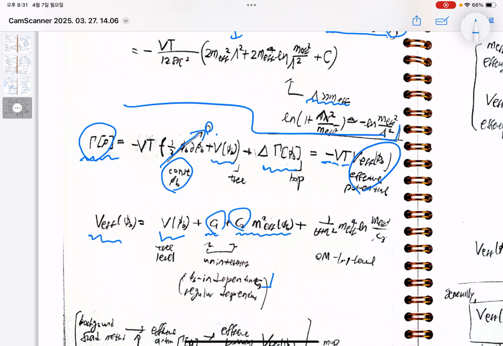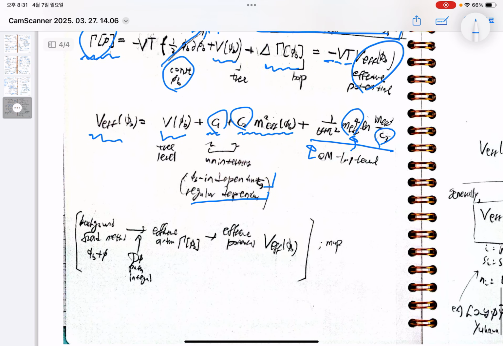This is dependent on the regularization and renormalization. So the only important part is the m_effective to the fourth power times the log of m_effective squared, which comes from the quantum loop level. So here is our summary.